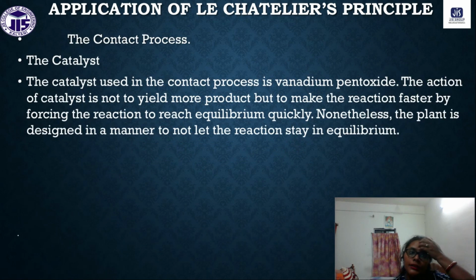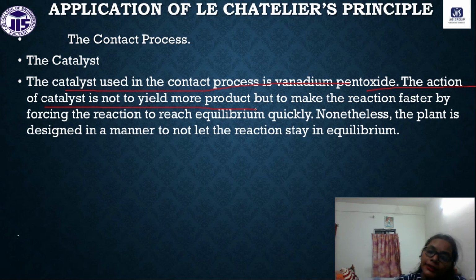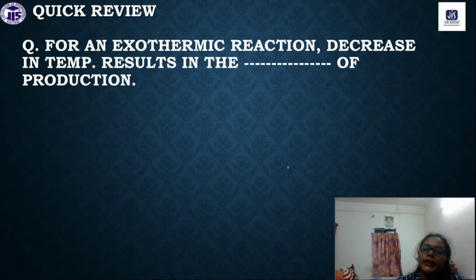The catalyst used in the contact process is vanadium pentoxide. The action of the catalyst is not to yield more product, but to increase the rate of the reaction. The reaction will be faster. So this is all about today's topic.